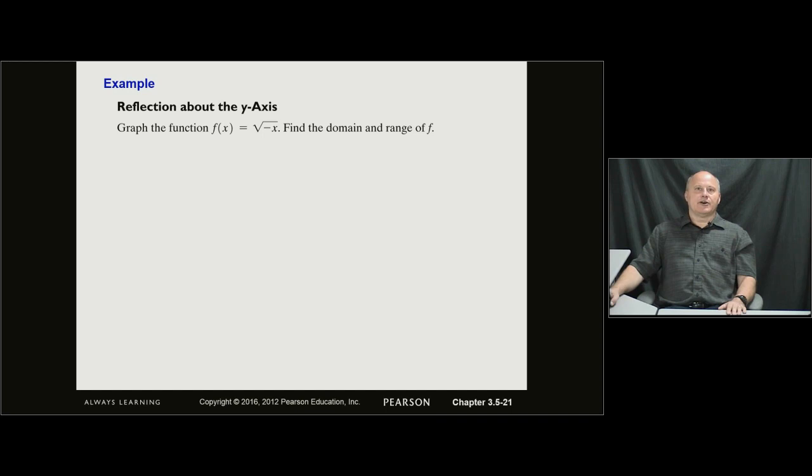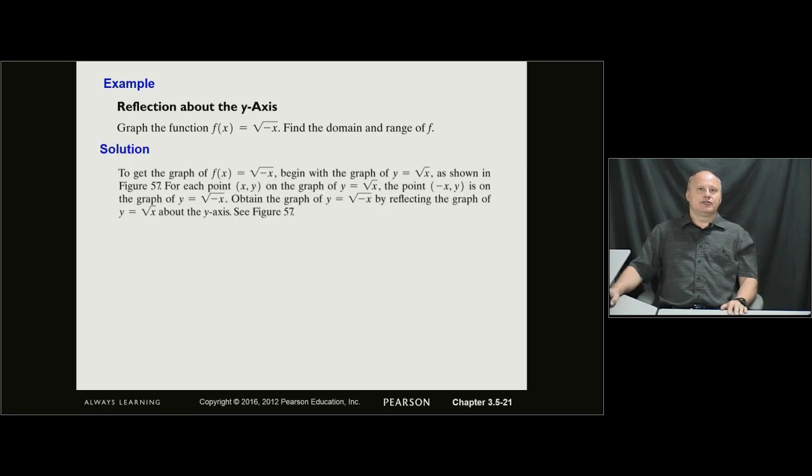Okay? So this is now going to be a reflection across the y-axis. We talked about this a second ago, right? I said, what happens when it's the square root of negative x? It goes in that direction. So find the domain and the range while we're at it. To get the values of f of x equals the square root of negative x, you begin with the graph of y equals the square root of x, and we're going to see that in our figure 57.